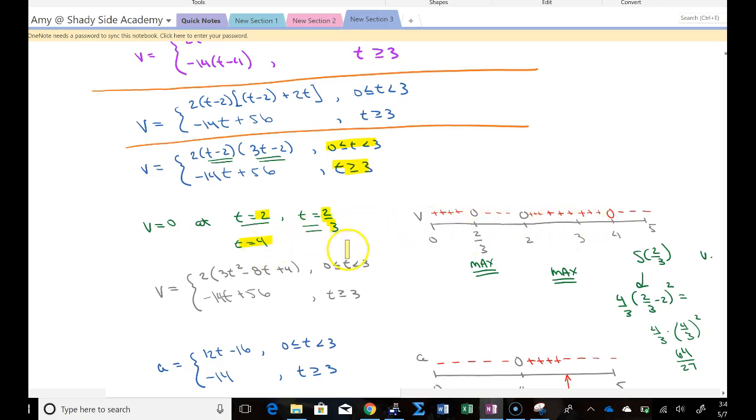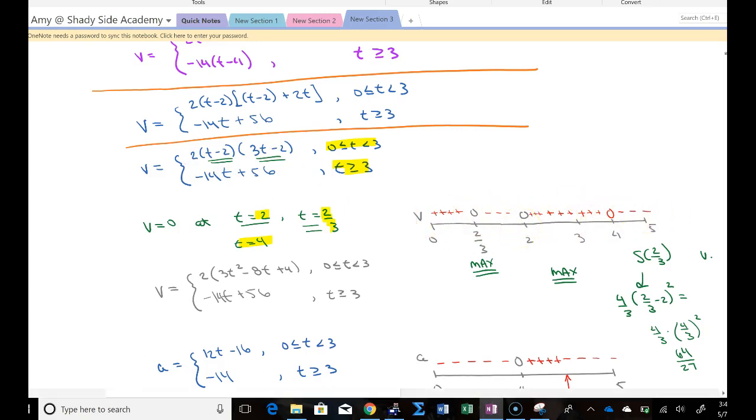I'm going to go over here and do a V sign analysis. In the V sign analysis, here I have 2/3, 2, and 4. And I just put 3 down here because I'm noticing that at 3 I change function, so to speak. So I'm just curious to see what's happening. Then I plug in values in between these intervals into the V function. I have plus, minus, plus, minus.